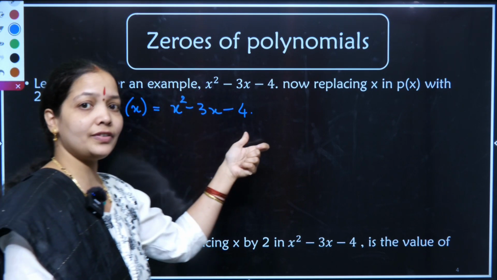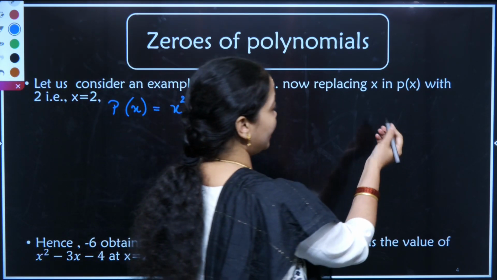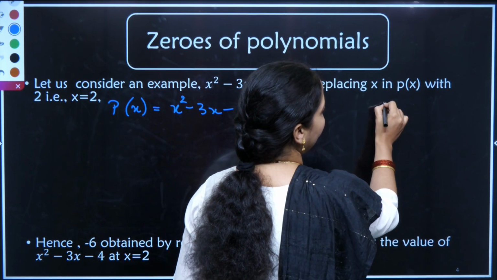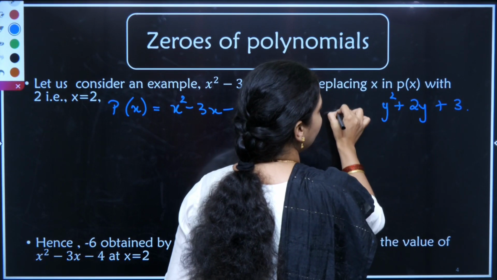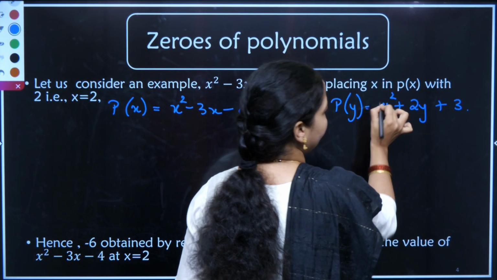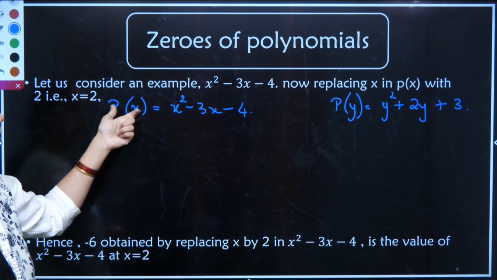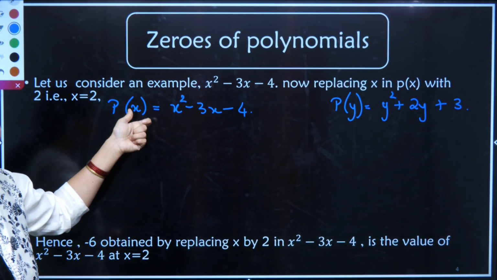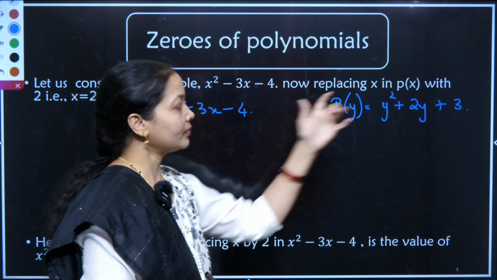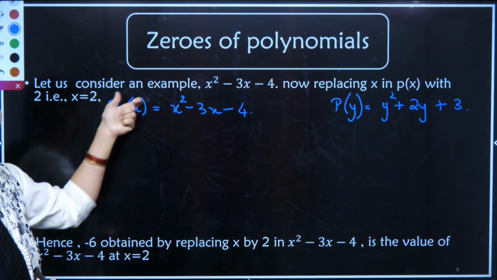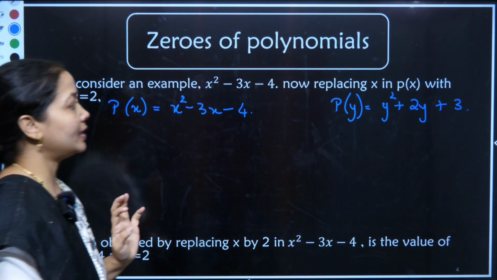If I have some other variable in the equation, then I will call it with the same variable. For example, if I have an equation y square plus 2y plus 3, I will call this polynomial p of y. Understood? Whatever my variable is, that variable is to be specified with the polynomial, p of x, p of y, because the variable is y here. The variable is x here, so I'll call it p of x. So p of x is x square minus 3x minus 4.